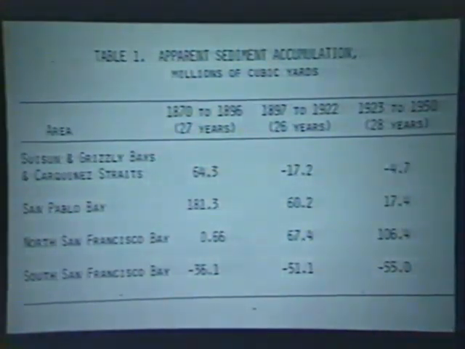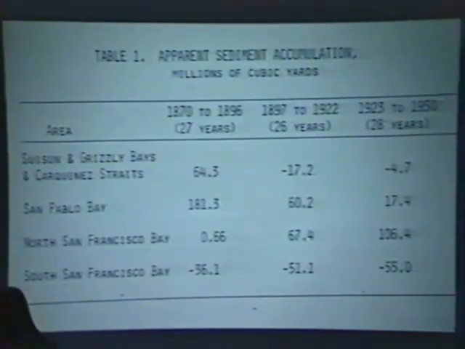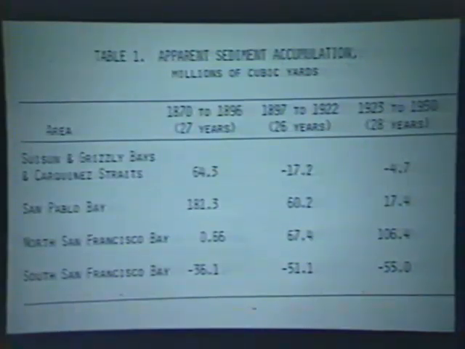Prior to in 1870, 1896, 97, 1922, 23, and 1950 to 56, there were hydrographic surveys made of the entire San Francisco Bay system. These surveys were used to make a sediment balance. Actually, it wasn't quite a sediment balance because we didn't have the information of what went out through the Golden Gate. But we did have information on what arrived in the San Francisco Bay system. I'll show you in a few minutes.